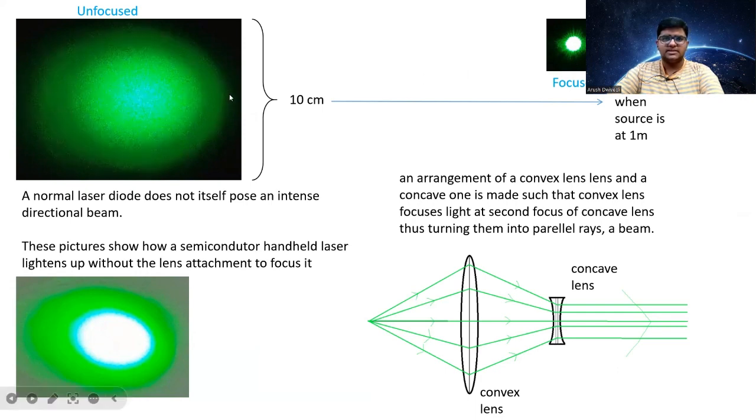These are both pictures taken from 1 meter, and you can see the difference. This big oval shaped green blob has a 10 centimeter diameter, while this focused one has only 0.5 centimeter diameter. So what happens is, first a convex lens is used to focus the incoming radiation to the second focus of a concave lens, which then rearranges the light waves to be parallel, and thus we get a high intensity beam.